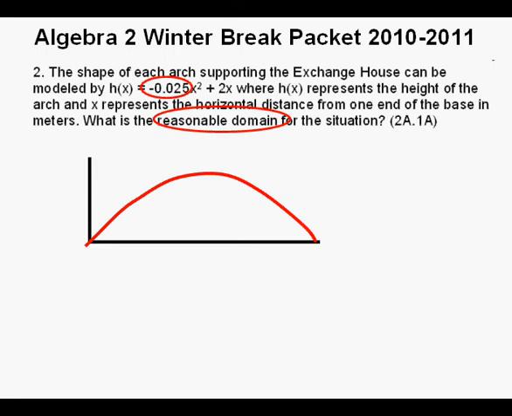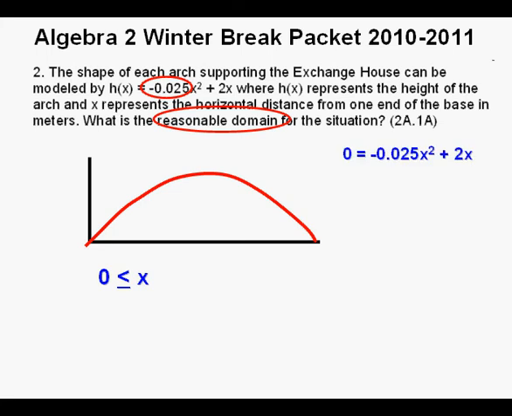Two key words here are reasonable domain. With this negative quadratic leading coefficient, we'll have an arch that looks something like this. The y-intercept is 0, so we'll have x is greater than or equal to 0. But without a graphing calculator, we'll need to try to factor the equation to solve for 0. Let's set negative 0.025x squared plus 2x equal to 0.